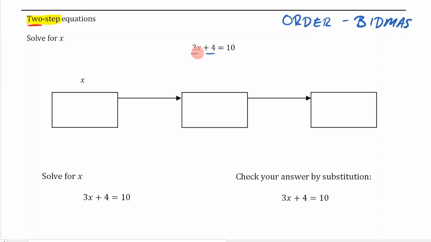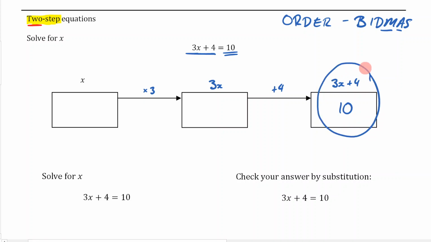Am I going to do my timesing by 3 first or my plussing by 4 first? Well, you know that multiplication comes before addition. So that means you're going to times 3 first. X times 3 is 3x. Then you're going to do your addition. Then you're going to plus 4. 3x plus 4 is 3x plus 4. And I know that that is equal to 10. So I put a 10 in there. And this is saying 3x plus 4 is equal to 10.